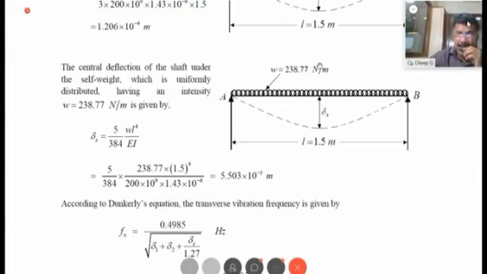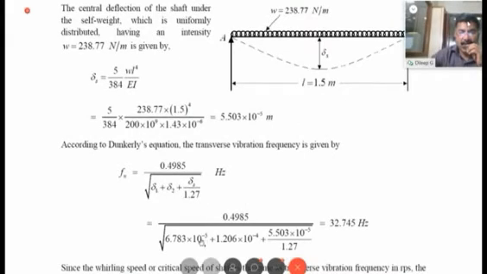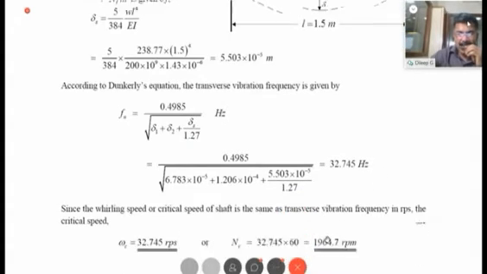Now, this transverse vibration frequency is nothing but the critical speed of shaft. Now, if you substitute for delta 1, delta 2 as well as delta S, you can find it out as 32.745 hertz. That is the transverse vibration frequency or natural frequency of transverse vibration, which is nothing but the critical speed.